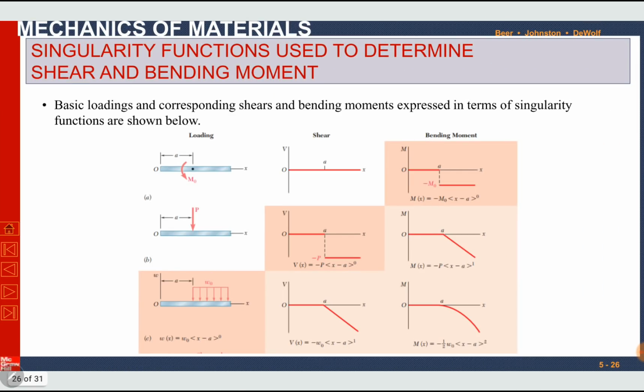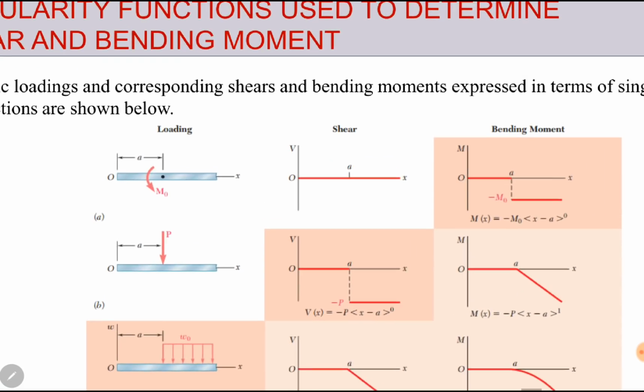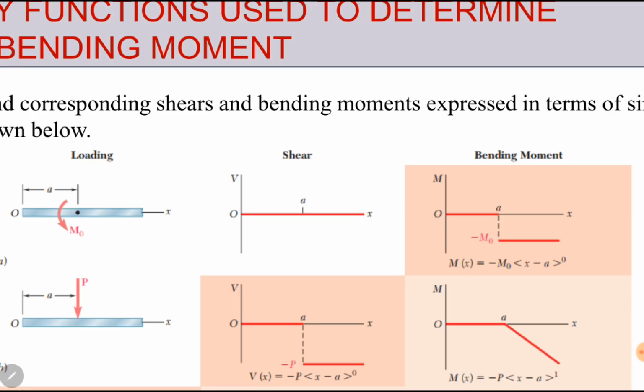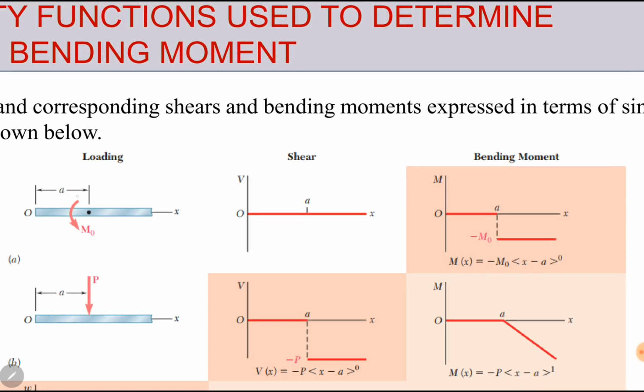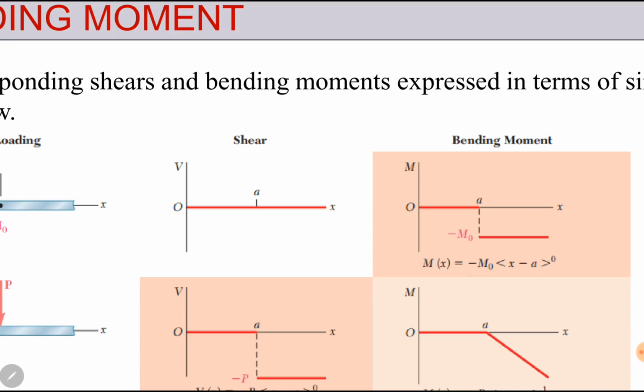Here are some standard expressions for loading, shear force, and bending moment for different types of loads. The first column shows loading, the second shear force, and the third bending moment. If the load is a simple bending moment M at distance a from the left end, there is no expression for loading and no expression for shear force. It is only bending moment, and the bending moment will be equal to minus M into x minus a power 0. Remember that we have to use this table while solving numerical problems.